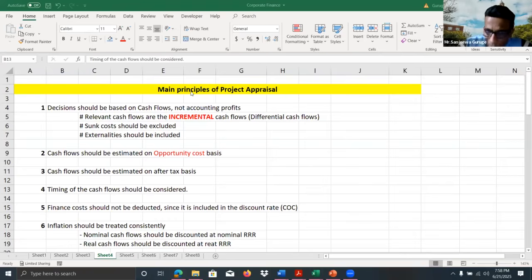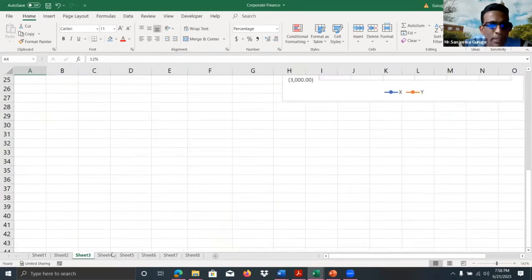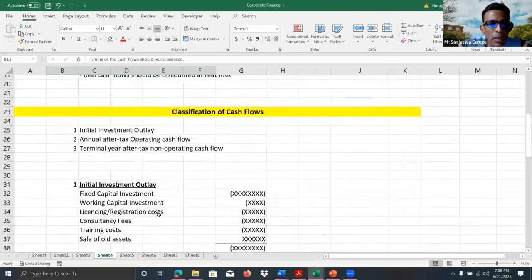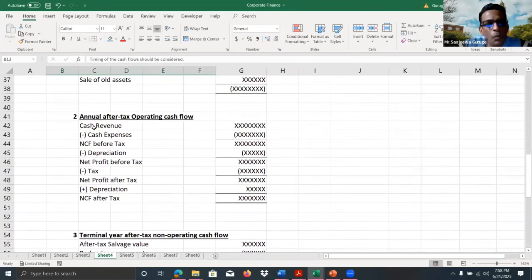Can you explain interest cost? Yeah, that's what I try to explain. Now we know when we are calculating these cash flows, we should deduct cash expenses from cash revenue in order to get the net cash flow. If there are any interest payments, should these interest payments be deducted or not deducted in order to calculate the net cash flow after tax?